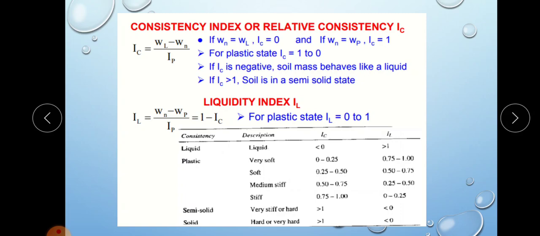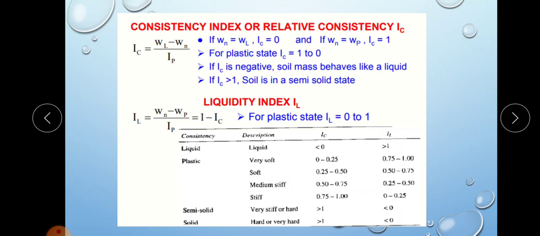This consistency index indicates the consistency of a soil, that is, the firmness of a soil. It shows the nearness of the water content of the soil to the plastic limit. A soil with consistency index 0 is at liquid limit, that is, when the natural water content WN is equal to the liquid limit. What is IC then? WL minus WL. When WN is equal to WL, IC becomes 0. So a soil with consistency index 0 is at liquid limit. It is extremely soft and has negligible shear strength.